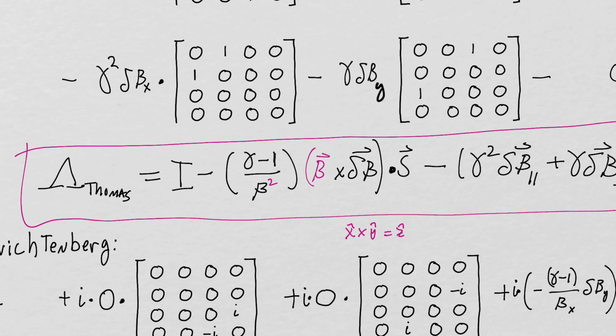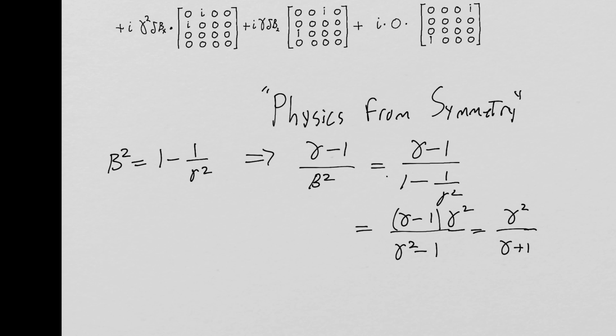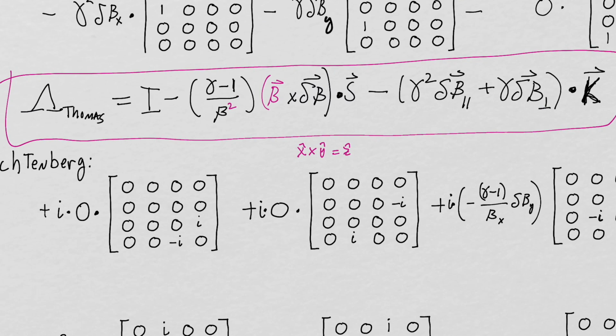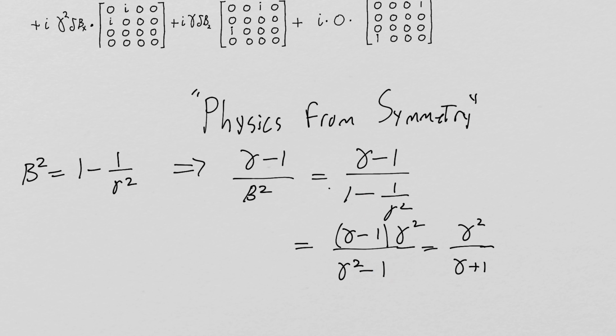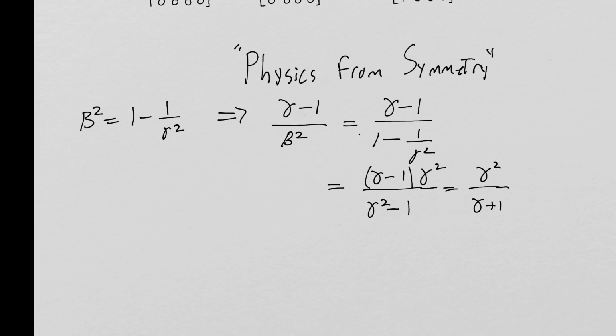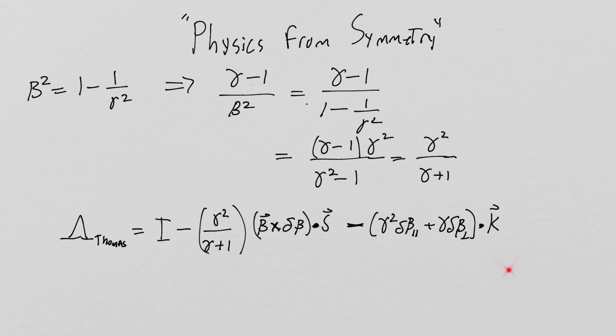The gamma minus 1 over beta squared, here's the math, keeping in mind that beta squared is 1 minus 1 over gamma squared. You just run a little bit of algebra, and you get gamma squared minus 1 over beta squared, which is what this term is. And you just do the calculation a little bit, and you end up with gamma squared over gamma plus 1, which means that this now becomes our final expression for this little Thomas matrix, which takes us from the electron's rest frame to its slightly boosted frame a moment later.